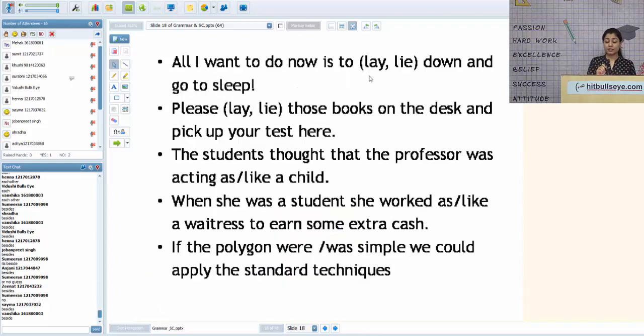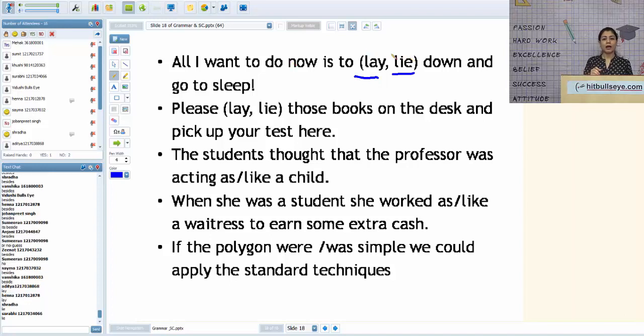Okay, so the difference between lay and lie is usually a very confusing word. I'm going to put it into a very simple perspective for you guys. Lay means bichhana and lie means letna. Lie also means to be untruthful, but here lie means letna and lay means bichhana.